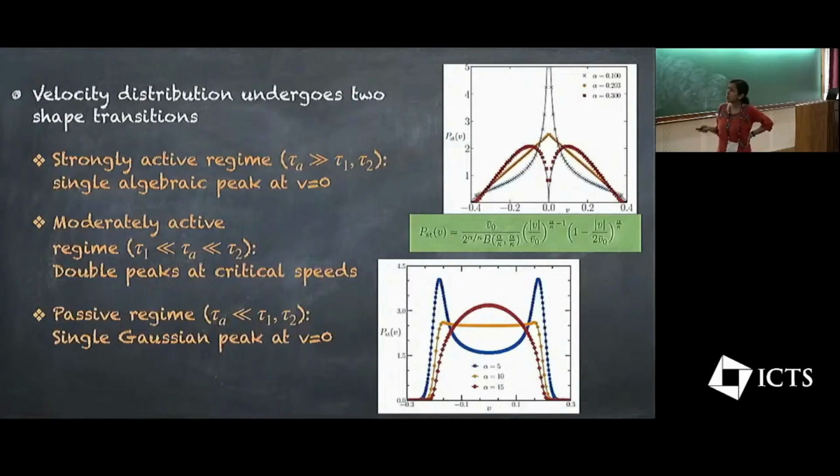But the more surprising thing happens if we look at the velocity. The velocity actually undergoes two different shape transitions. In the strongly active regime, we have an algebraic peak around v equal to 0, which goes over to a double peak shape in the moderately active regime. These peaks are basically around the critical speed. And then if we decrease activity more, we go over to the passive regime, where we have this bell-shaped curve.